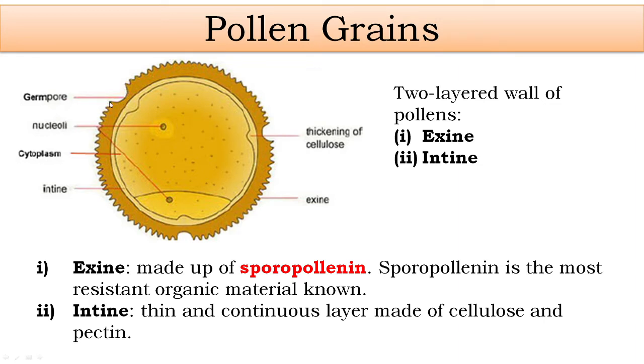And germ pores are necessary for pollen tube formation. The male gamete comes out through the germ pore by forming the pollen tube. So you have to remember that. Remember this word as well: sporopollenin in the exine.